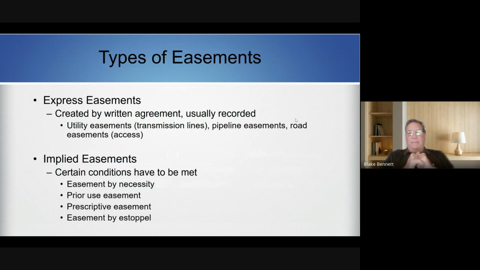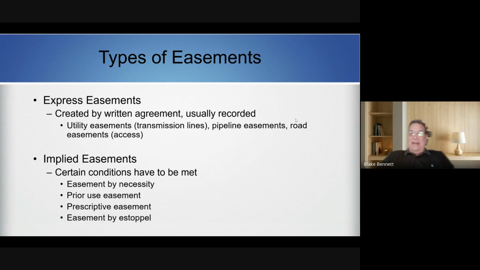All right. Easements. Easements is one that we need to talk about as well. I've actually got a whole hour class on easements, but we've got express easements. These are written. These are recorded. An express easement's the one that everybody wants. Utility easements, transmission lines, pipelines, road easements. You'll usually find these here.